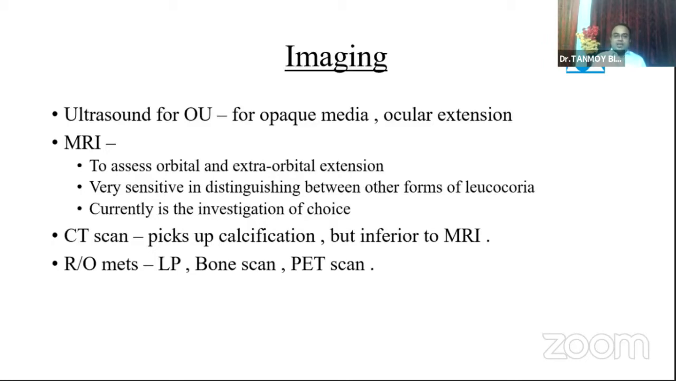CT scan is not very advisable nowadays because MRI is ubiquitously available. If MRI is not available at all, we may think about CT scan, but usually MRI is preferable. We may also need to do invasive tests like lumbar puncture, bone scan, and PET scan to rule out metastases.